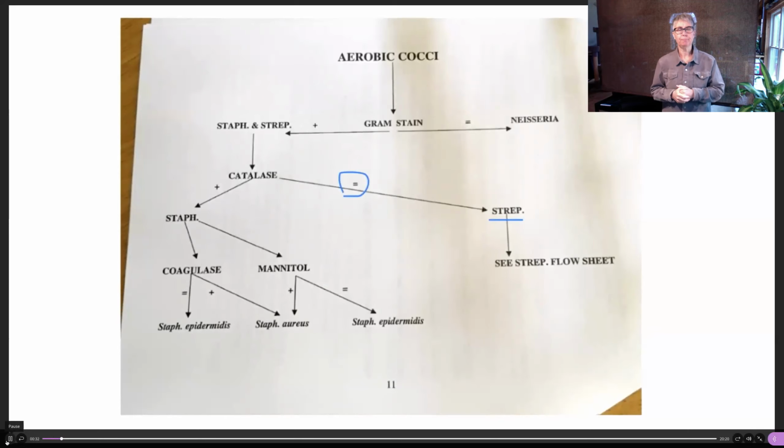So all of these flowcharts that I'm showing you are part of the lab that I'm going to be including in the folder for you. Again, go back and read the protocols for doing each of these tests so that you know what happens in the lab and also what each of these tests is looking for.